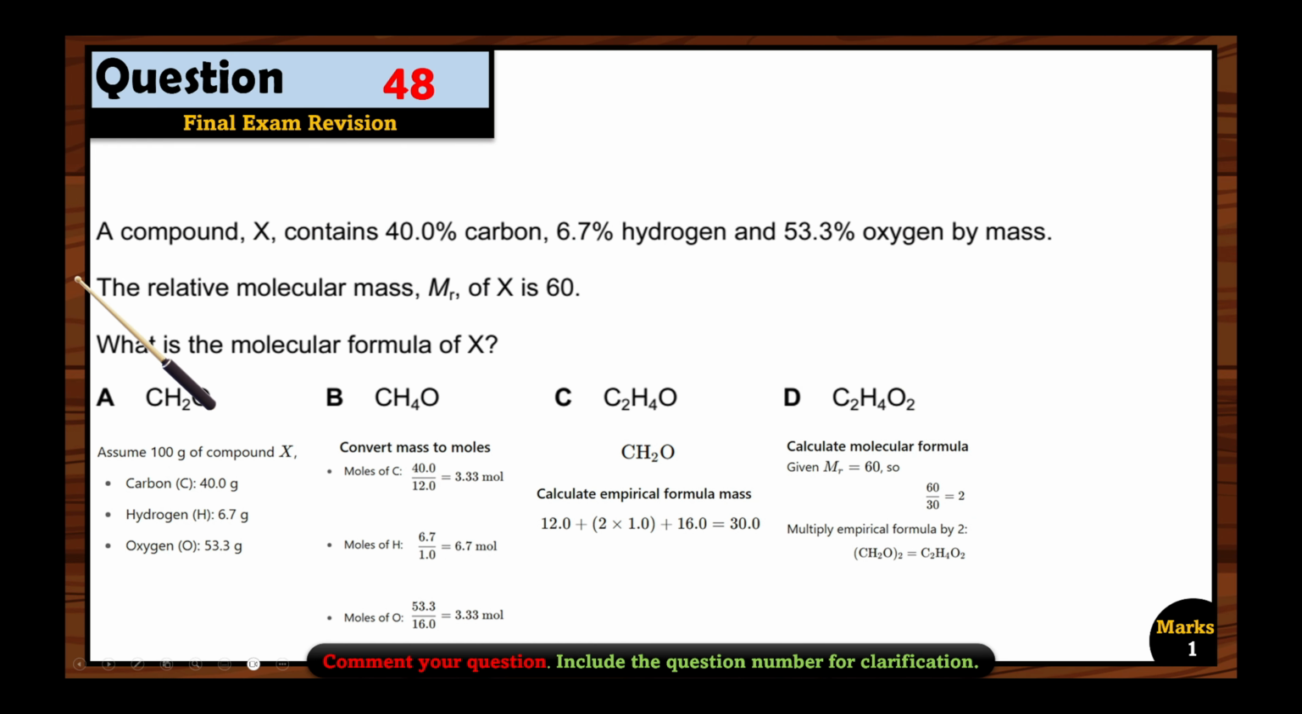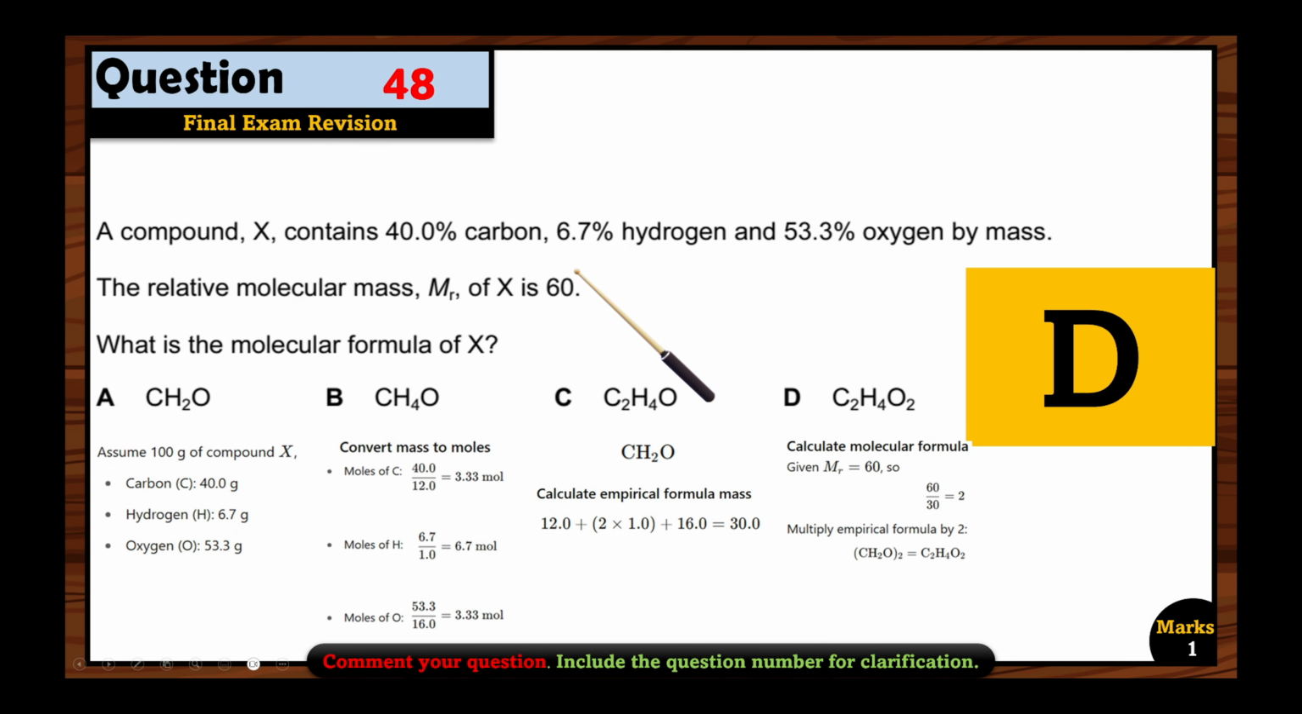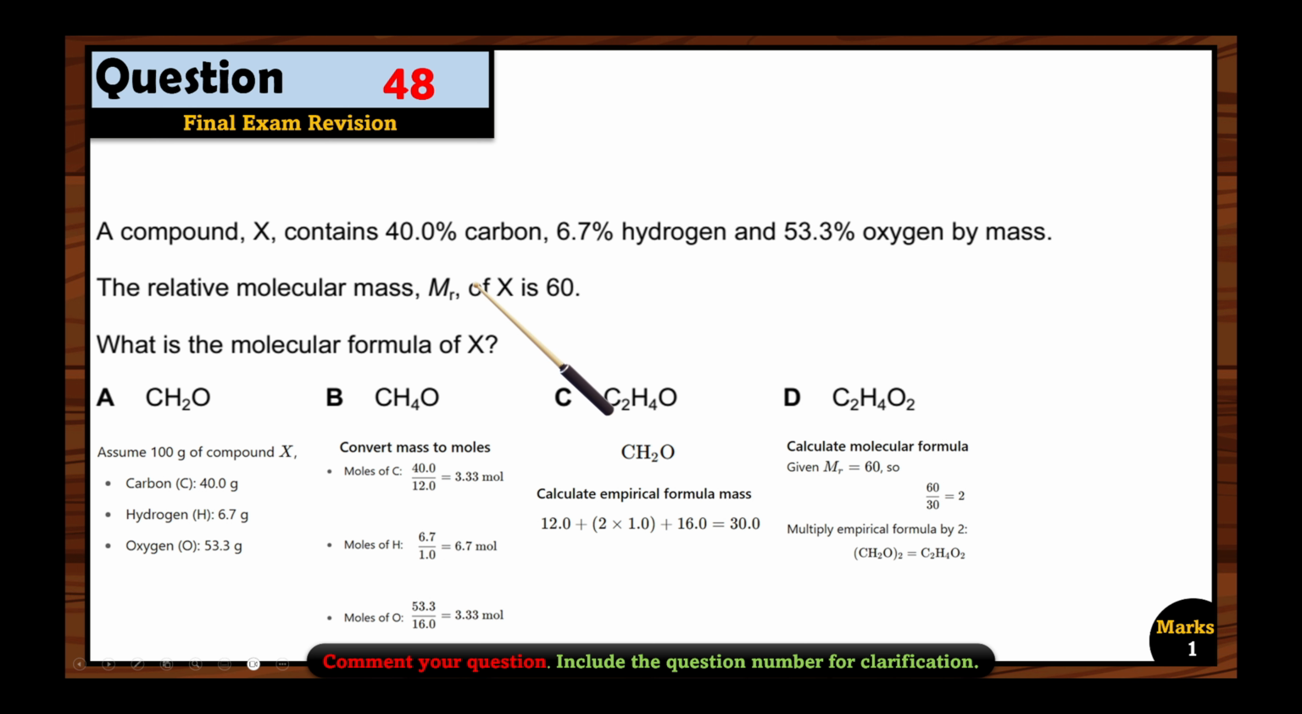Question 48. A compound X contains 40% carbon. Okay, they have given you the masses. Now, relative molecular mass is also given. This is new information right here. Whenever we were finding the empirical formula, we were not given the molecular mass because we don't need it. But here, they want you to tell the molecular formula. They are not asking about the empirical formula.